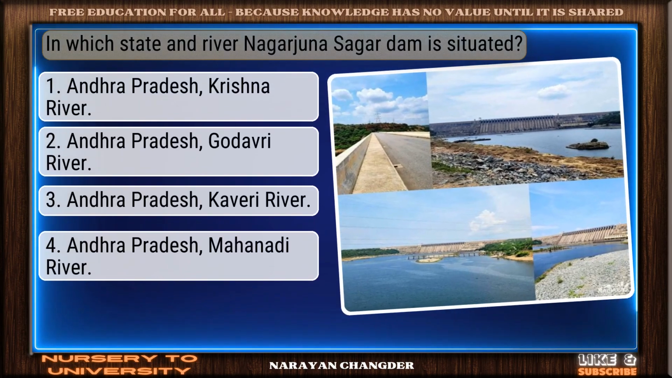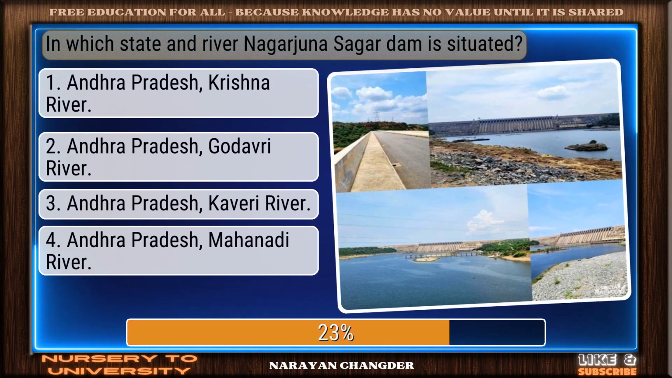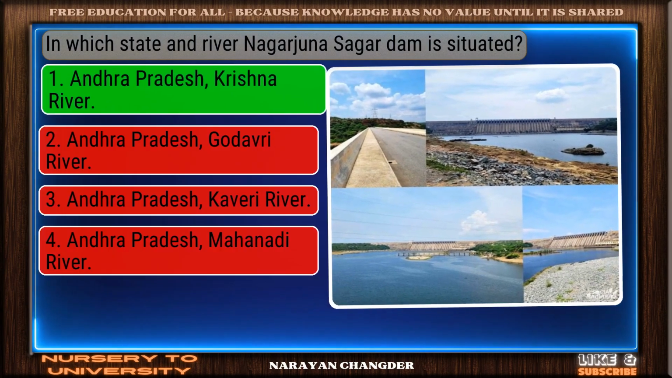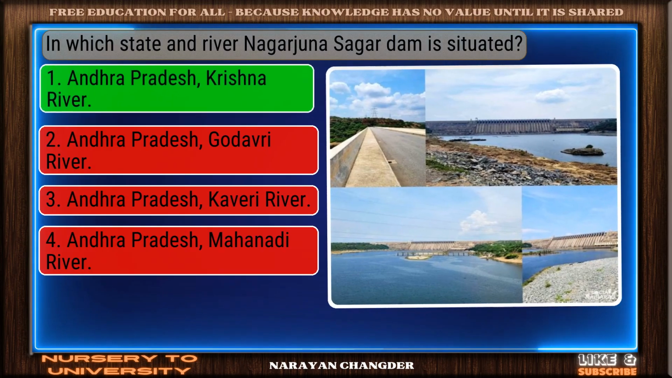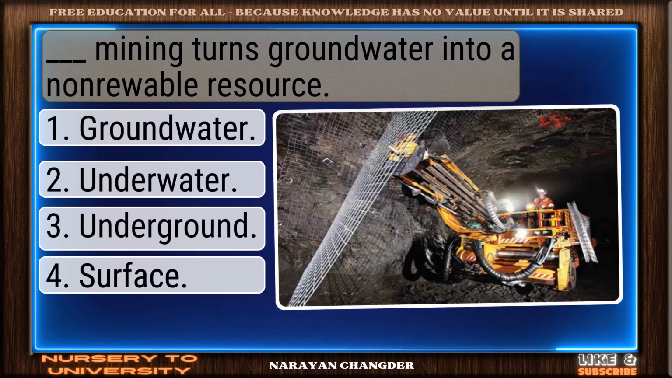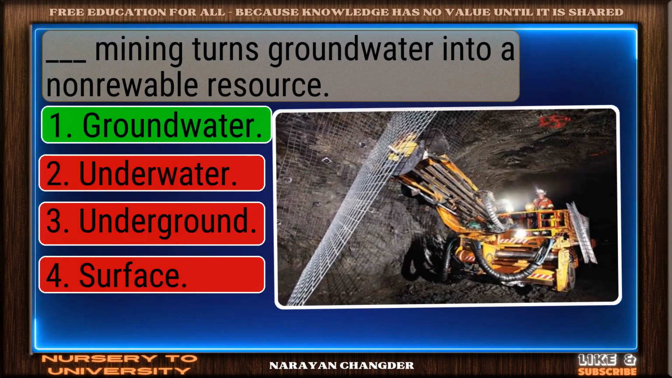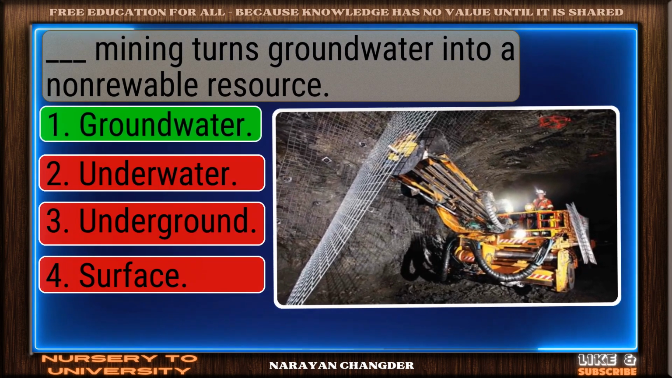In which state and river Nagarjuna Sagar Dam is situated? Excellent choice. Andhra Pradesh Krishna River is right. Dash mining turns groundwater into a non-renewable resource. Smart pick. Groundwater is correct.